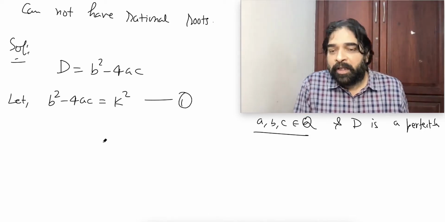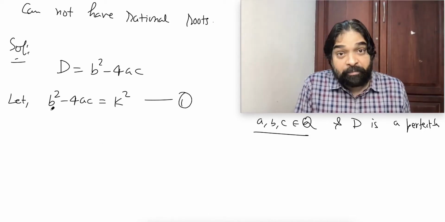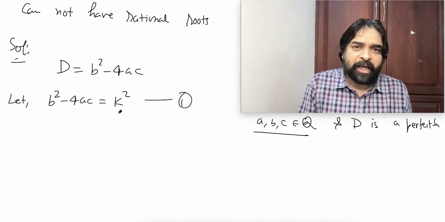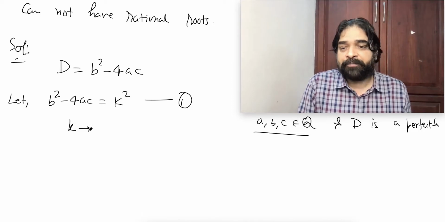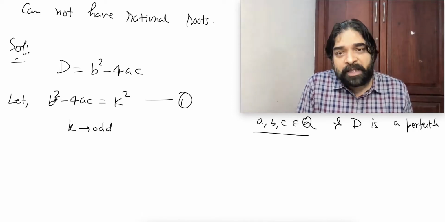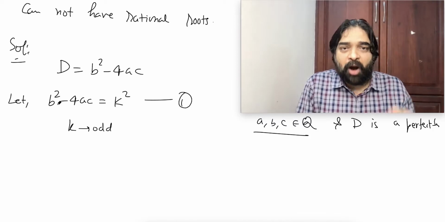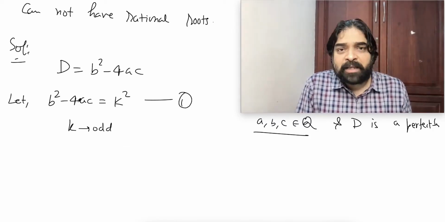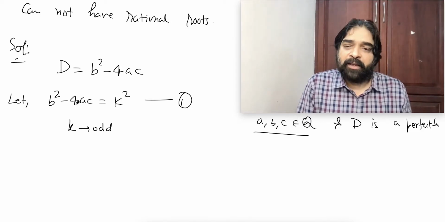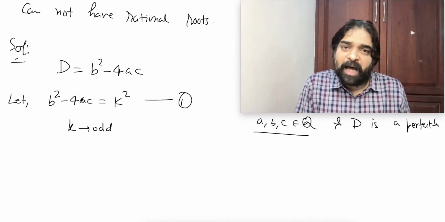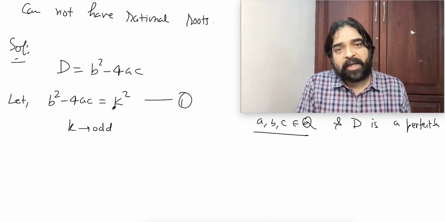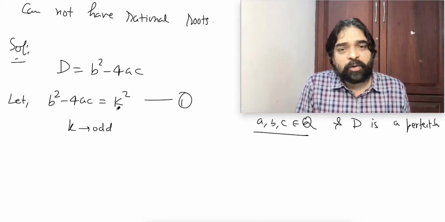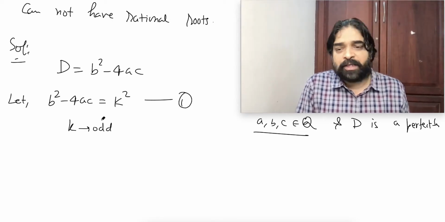Yes. Okay. I know about B: B is an odd integer. I know about A and C: they are odd integers. Do you know about K? K is odd. How? B is odd, so B square will be odd. Odd square will always be odd. And this is even. Why even, sir? Because 4 multiplication is there, right? So odd minus even will always be odd. So K square will be odd. K square is odd, so K will also be odd. Did you understand?